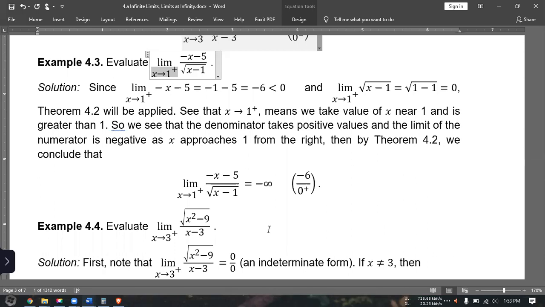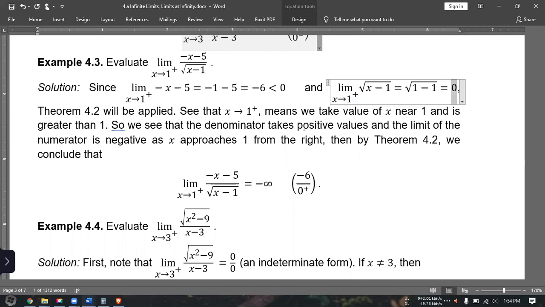So the same, we have to evaluate the limit of our numerator, then the limit of our denominator separately. By direct substitution, we have negative 1 minus 1... we have negative 6. And clearly, negative 6 is less than 0. And our denominator is approaching 0. Now, which side, approaching 0 from the positive or from the negative side?